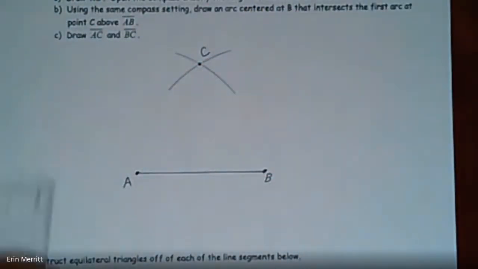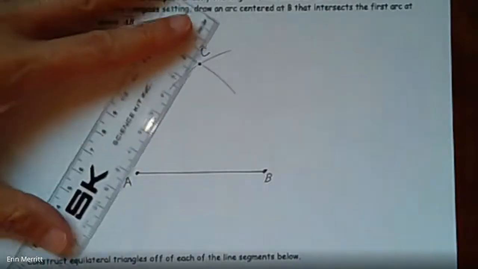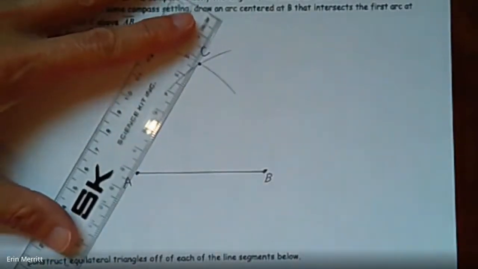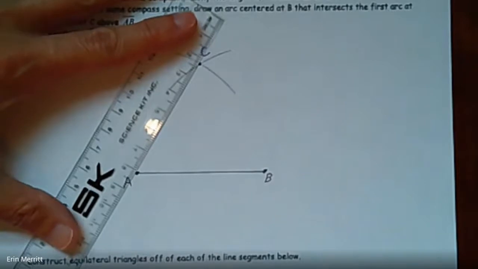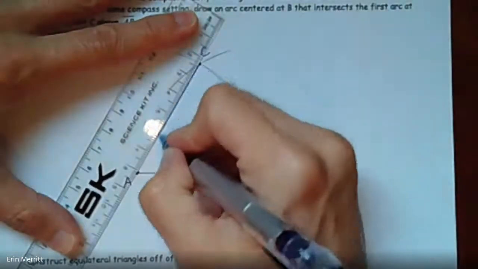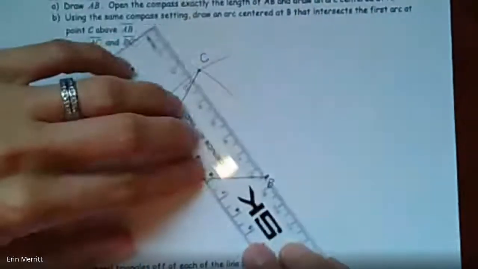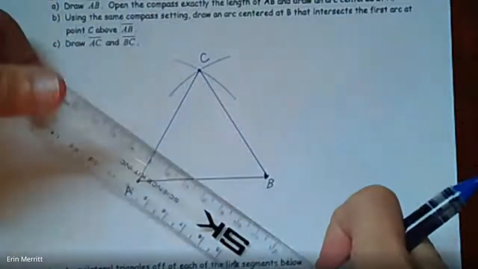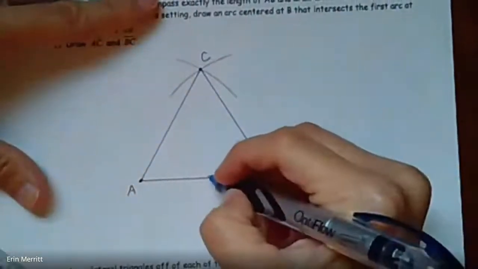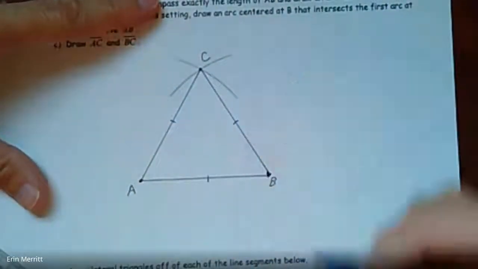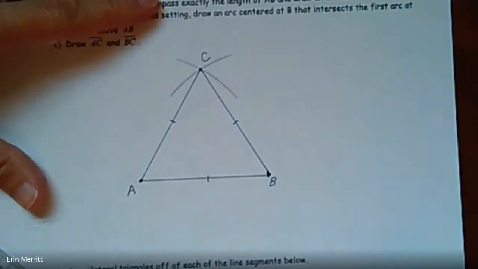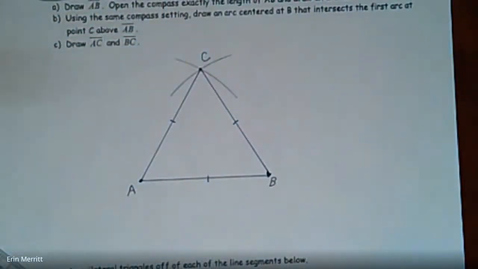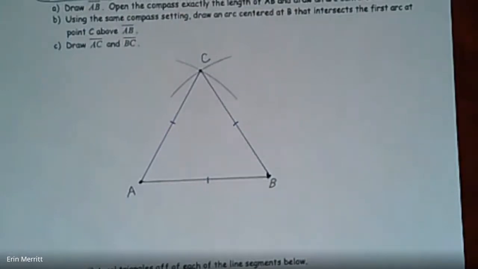And now what that is, that should be the top vertex of your triangle. So line it up so that we can draw AC here, and then BC. And now what you have are 2 more sides that are the same length as side AB. So all 3 sides are equal to each other. Therefore, equilateral triangle.